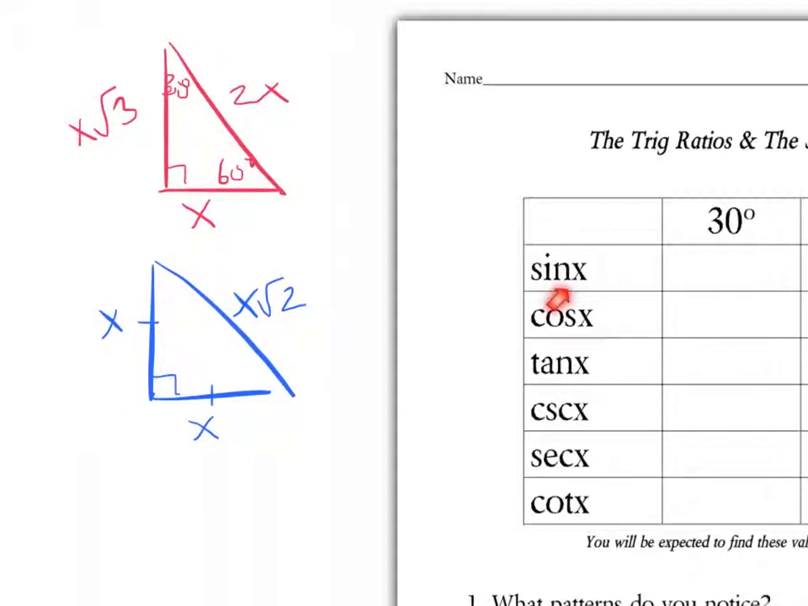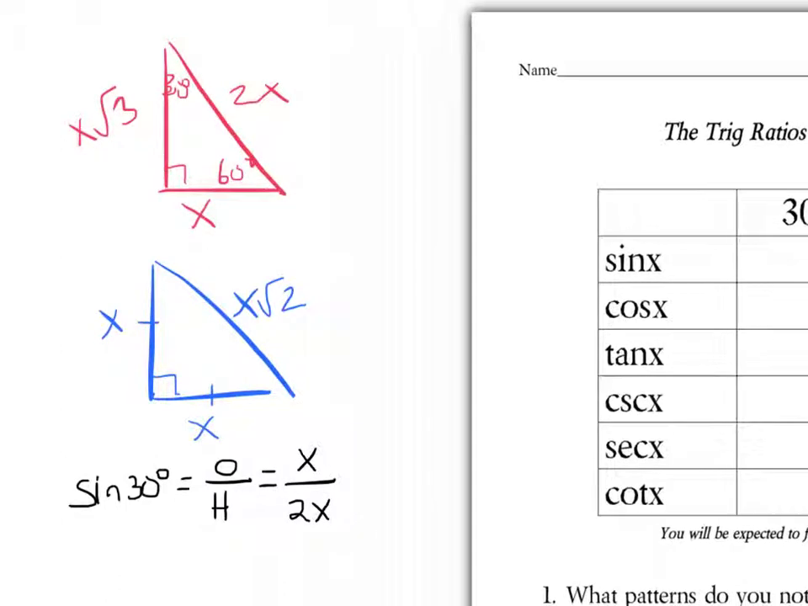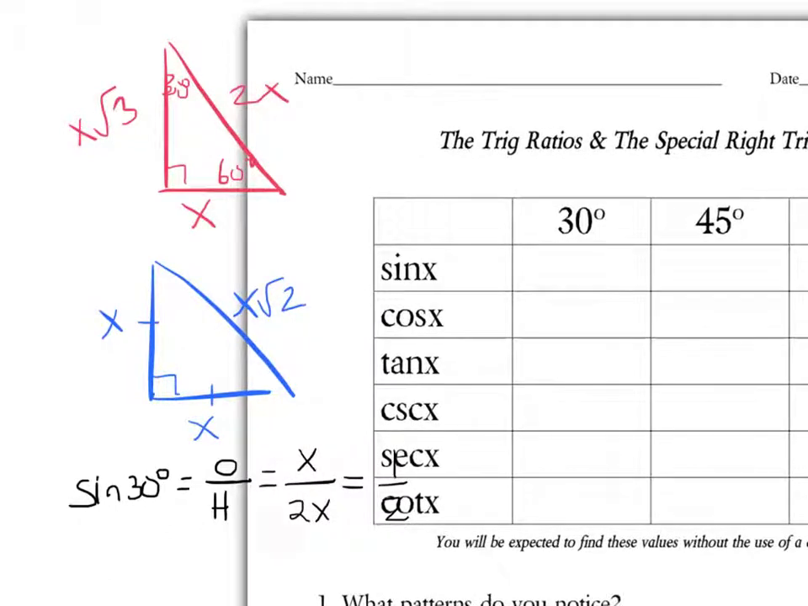We want to find the sine of 30 degrees. Well, we've got a 30-degree angle up here, and we know that the ratio for sine is opposite over hypotenuse. So here's our 30. Opposite 30 is x, and the hypotenuse is 2x. So opposite is x, and the hypotenuse is 2x. And that's going to simplify nicely to be 1 over 2. So the sine of 30 degrees is 1 over 2.